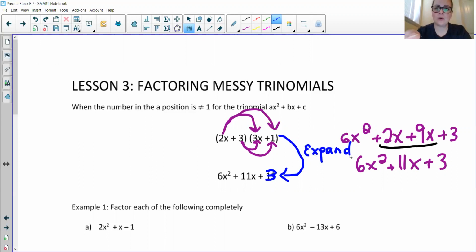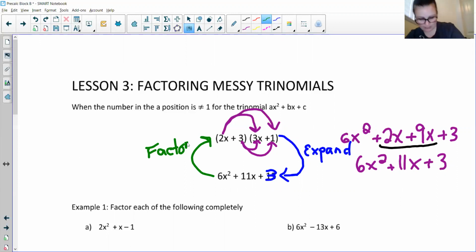Okay, so what we're going to work on today is going the opposite way. So manipulating this expression back into its factored form. And we call this factoring. So we're going to factor this expression, which is a trinomial, because there's 3 terms, back into 2 multiplying binomials in their factor brackets. Now, to do that, we're going to use a process called decomposition.